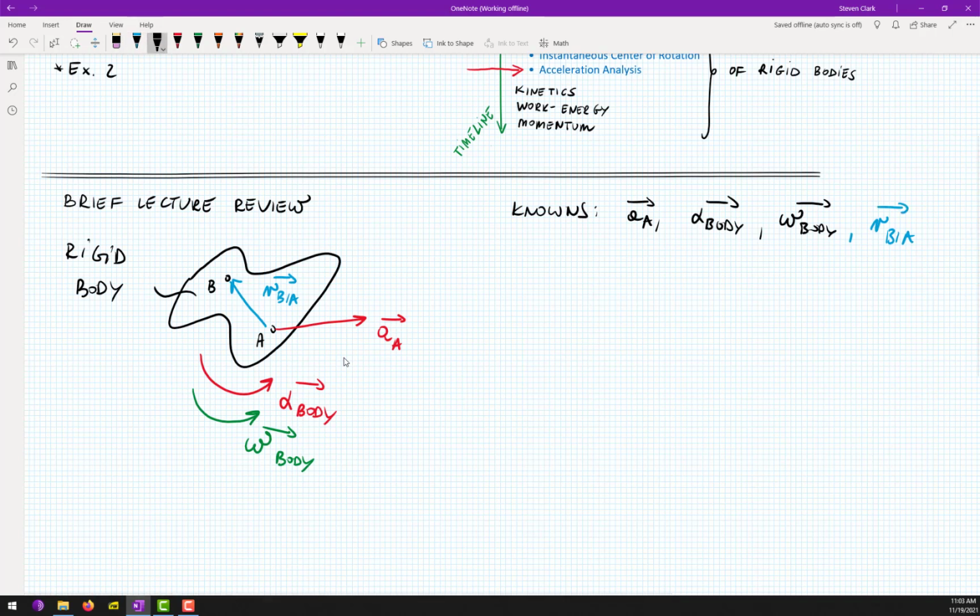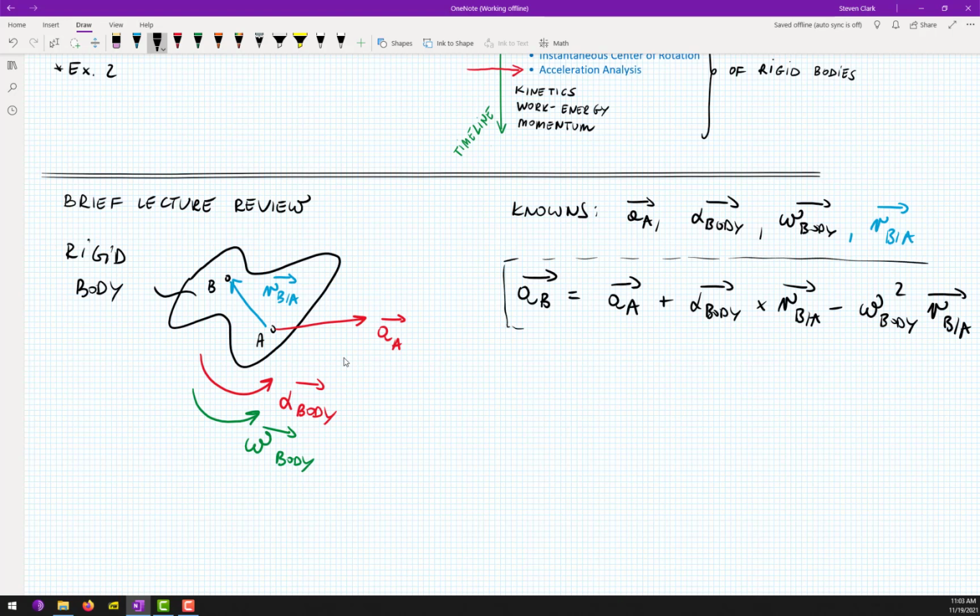If you would like to know the acceleration of point B on that rigid body, you should go for this expression: AA plus alpha body times RBA minus omega body squared RBA. We will use this equation today 45 times, or maybe more. Any question on that brief lecture review?